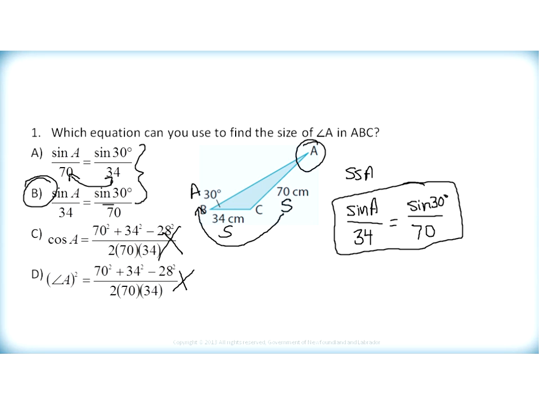So my angle A and its opposite side is 34. My angle, I'm calling it just 30 degrees right now. The opposite side is 70. So angle B's opposite side is 70. So that's the one I'm going to use. It doesn't ask me to find it. It just asks me which ratio, which equation can I use to find it. And I have figured that out.